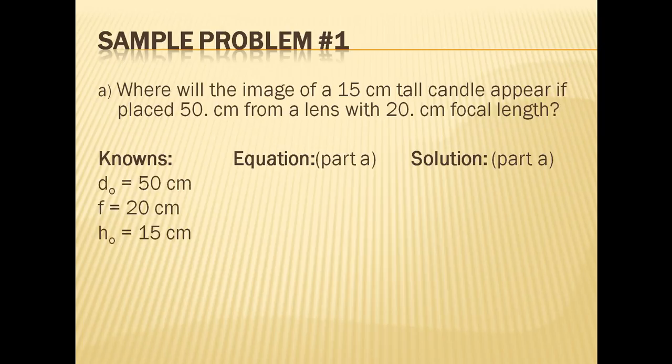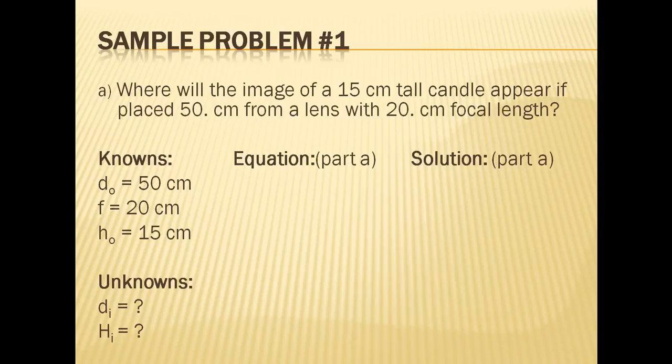Our knowns, they tell you how far it is from the lens. It's really important to be able to match up the numbers to the correct variables. So we have our distance to the object, we have our f, and they gave us the height of the object here, the 15 centimeters. So for part A, we're going to find the distance to the image, and then for part B, I believe we find the height of the image.